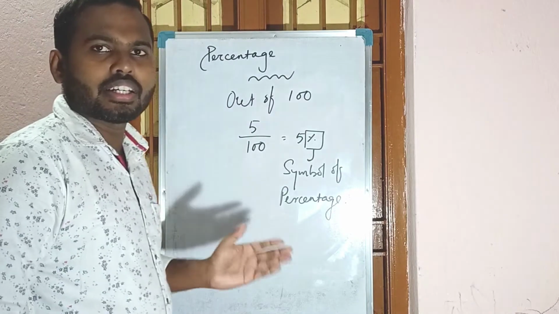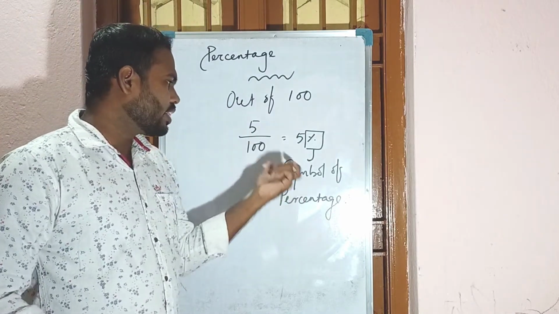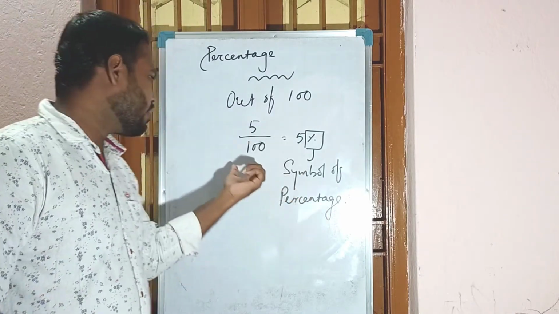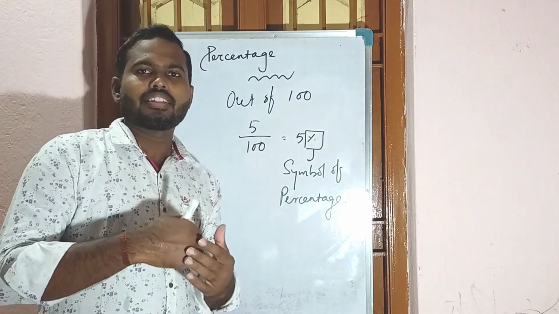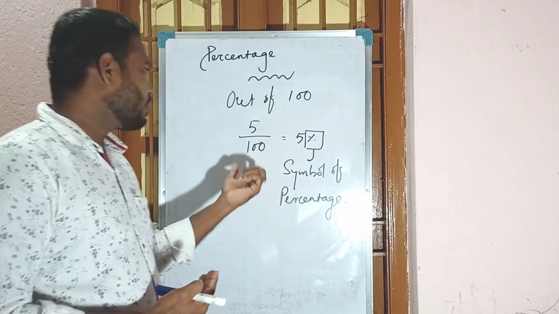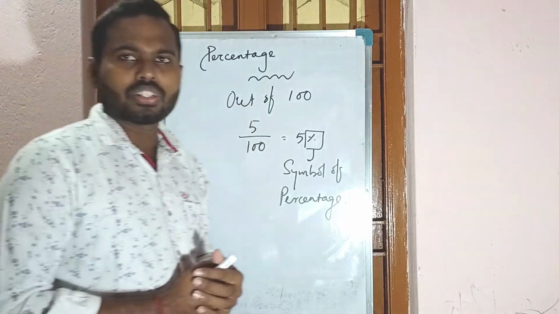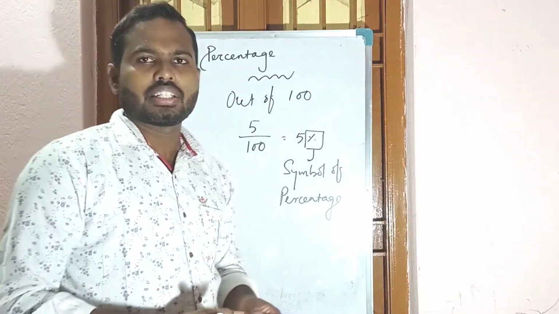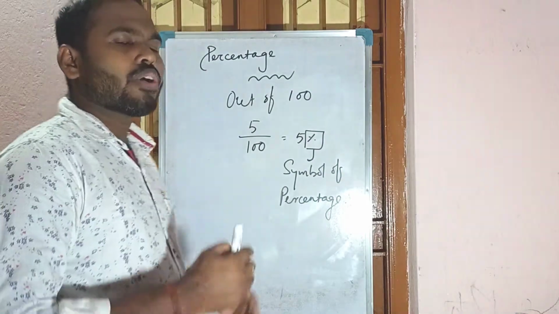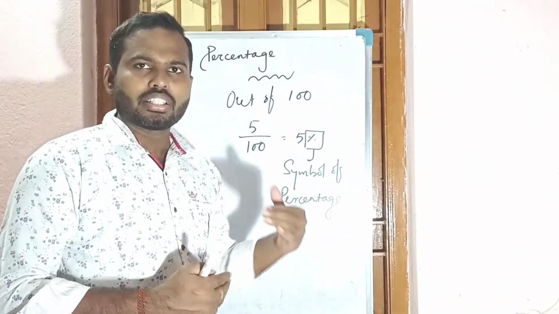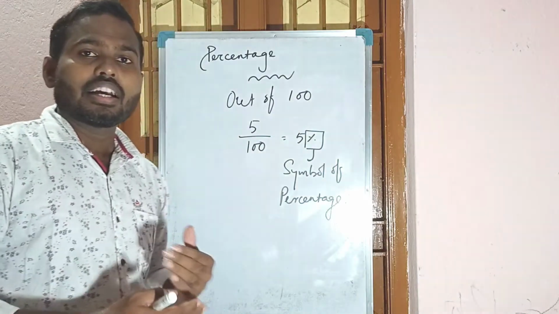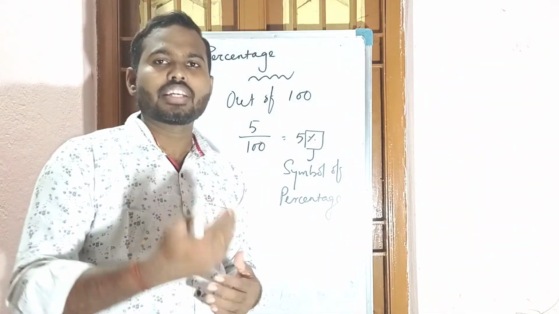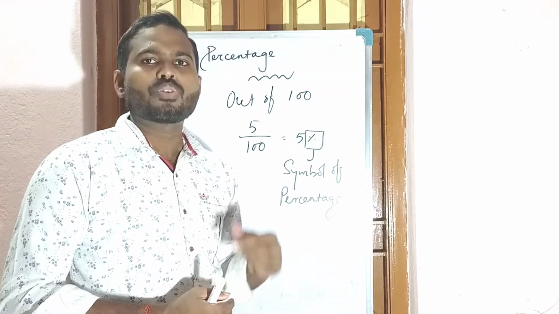It is very simple. We need to remember that whenever we are calculating anything out of 100, or comparing anything with 100, that will be considered as your percentage. Now let's find out how we can convert a fraction into percentage, decimal numbers into percentage, and how to get the percentage from a given quantity. Let's start one by one.